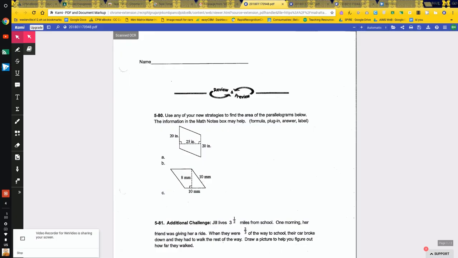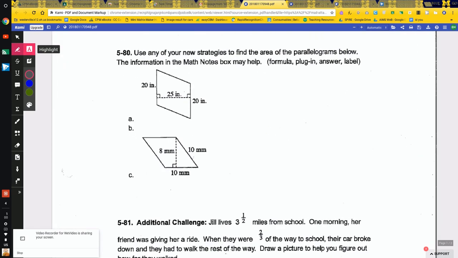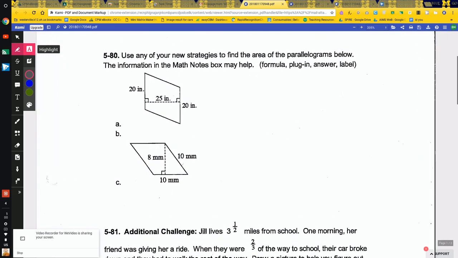All right, question 5-80. Use any strategies to find the area of the parallelogram below. Again, you can check in your math book or get on cpm.org if you want to see more math notes for your help. Again, it's the formula, plug in, answer, label. 4 steps you need to show to get full credit. So again, looking at the parallelogram, we could change this into a rectangle as we practice in class.